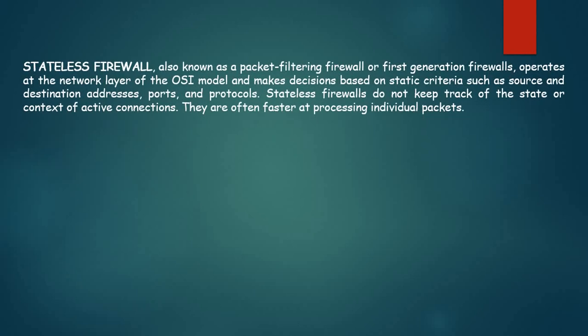Now coming to stateless firewall, also known as packet filtering firewall or first generation firewalls, operates at the network layer of the OSI model, makes decisions based on the static criteria such as source and destination addresses, ports, and protocols. Stateless firewalls do not keep track of the state or context of active connection. They are often faster at processing individual packets.